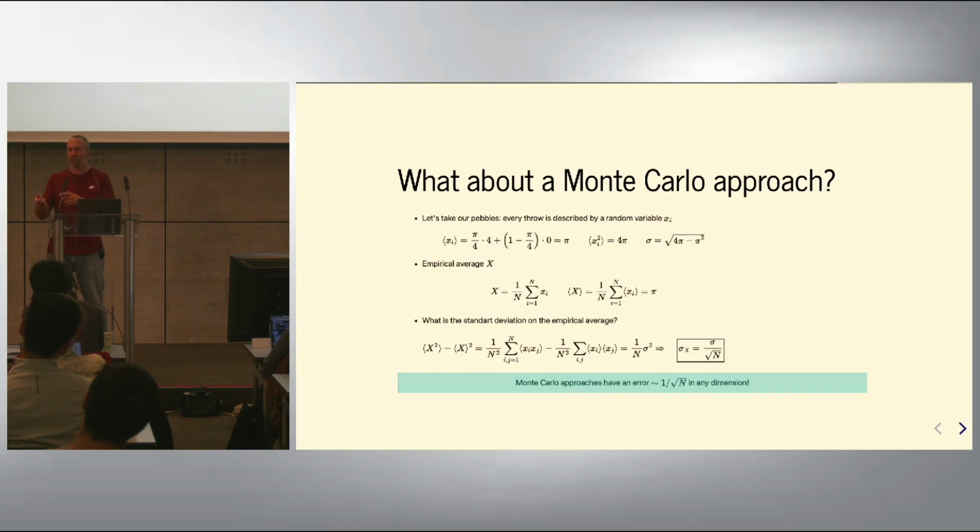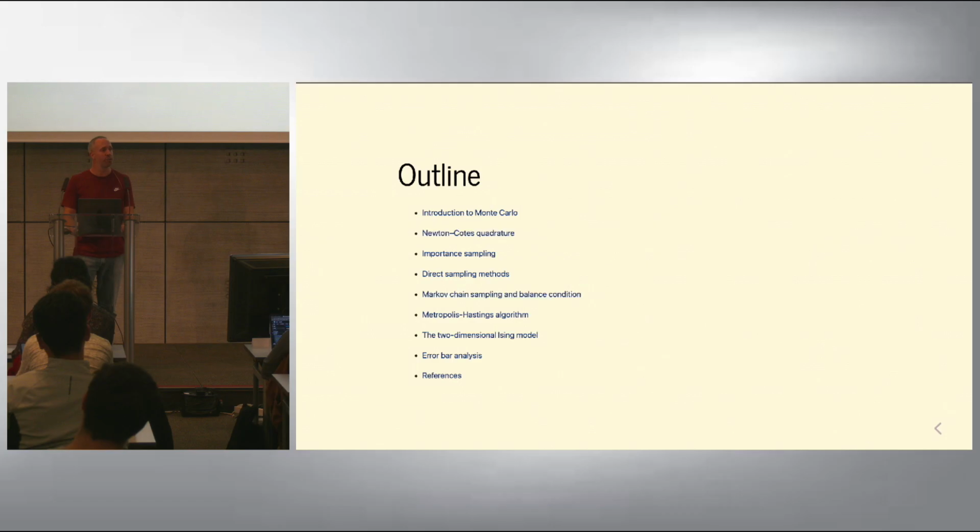The more you repeat your experiment, the more pebbles you throw, the better your estimate, the smaller the standard deviation, and it goes as 1 over square root of n, and this does not depend on the dimension of your problem. Okay? So this is a bit stronger than the usual methods in Newton-Cotes quadratures. As your dimension increases, it does not have a different scaling. It always goes as 1 over square root of n. All right, so that's the motivation. This is where stochastic methods are going to be useful. Any questions about this?